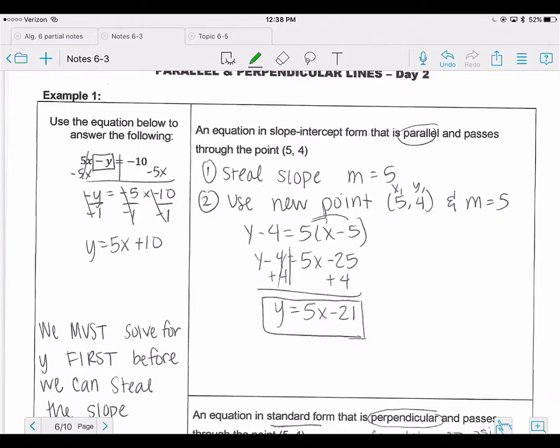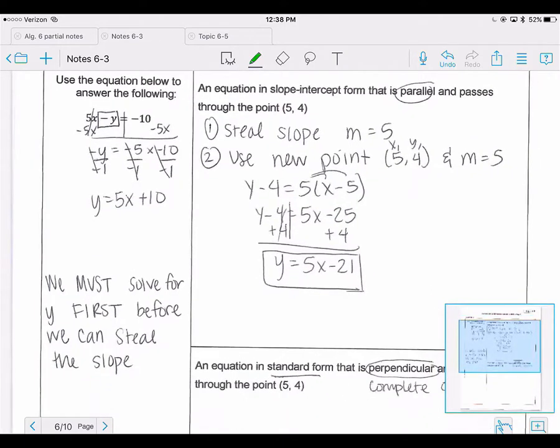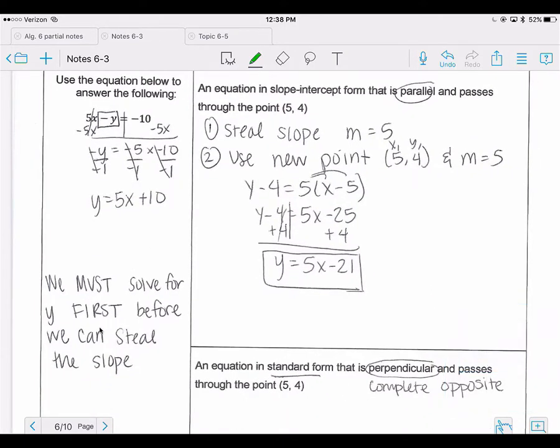So on this left side, they took the original equation and they solved for y in order to find the slope. In order to solve for y, they moved x to the other side through the opposite operation, which is subtraction, and then divided everything by negative 1 because y was not completely by itself, and then came up with two positives. And now it says we must solve for y first before we can find the slope.